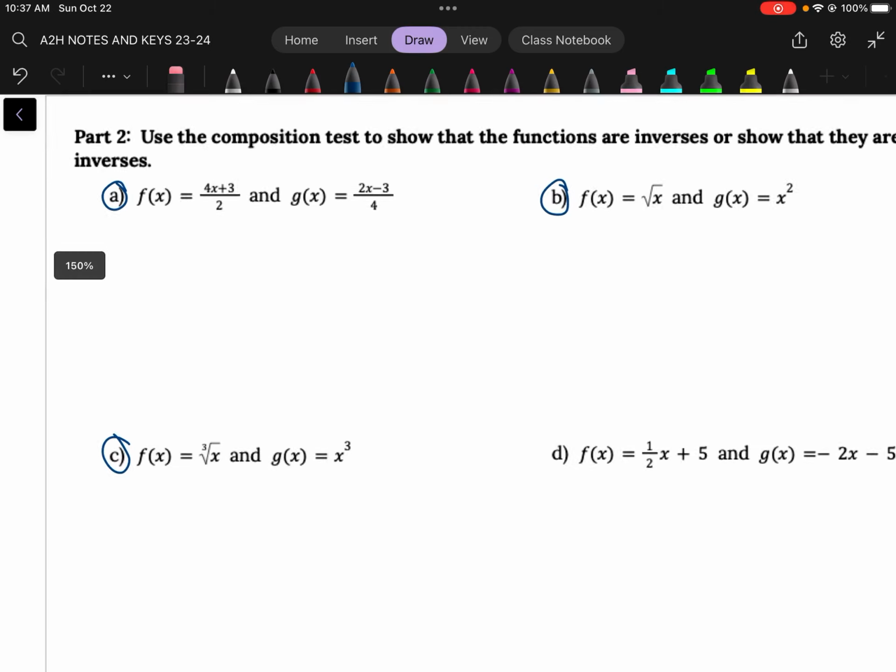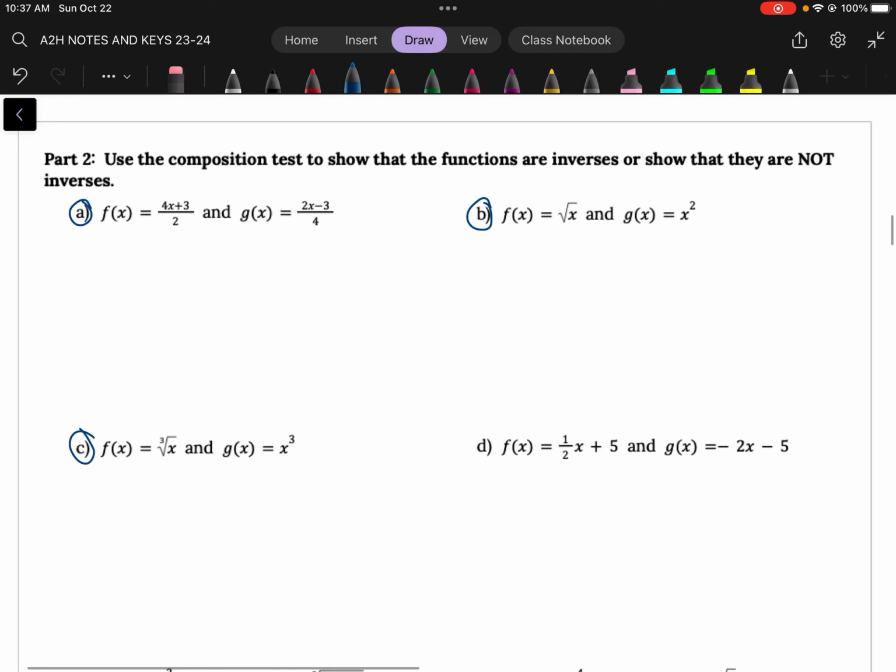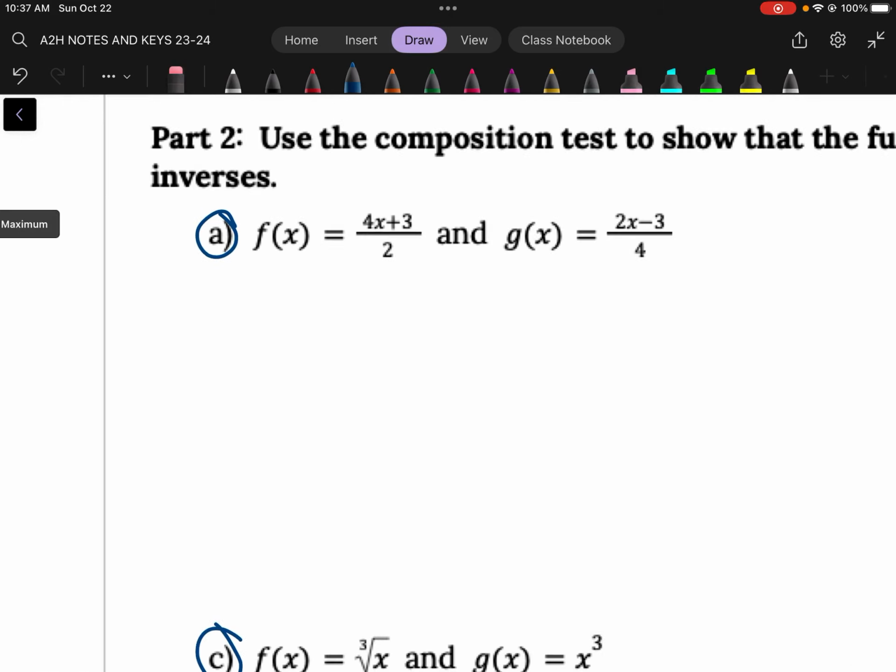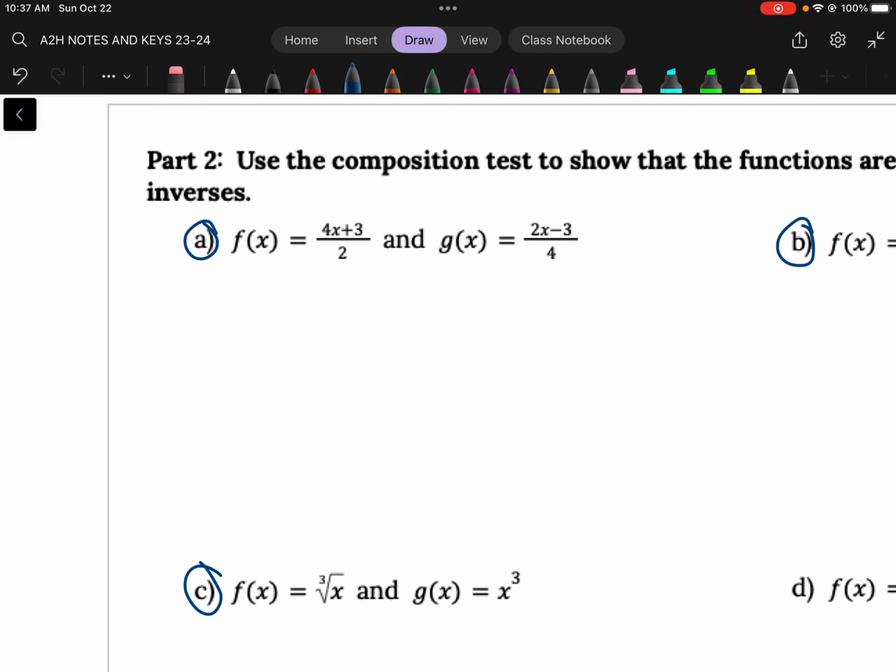So I'm going to do A, B, and C with you. And we're going to use the composition test to show that the functions are inverses or show that they are not inverses, okay? First thing I do here is I take a look at f of x and g of x, and I think to myself, you know what? There's no domain restrictions going on, nothing that can make either one of these functions undefined. There's a 2 and a 4. So let's go ahead and try our f of x and g of x, okay? Let's do our f of g of x, and we'll do our g of f of x, right?